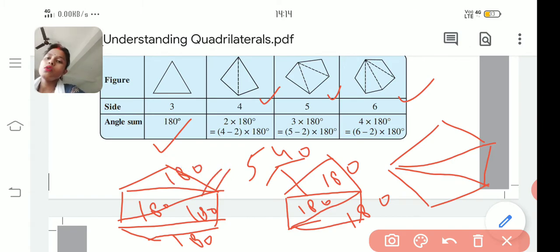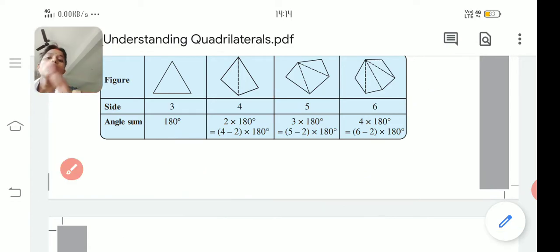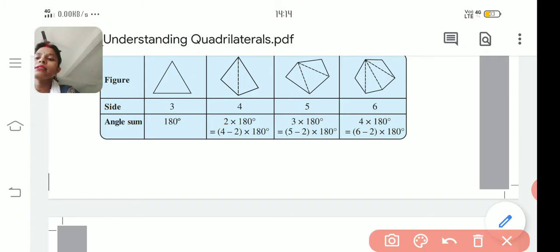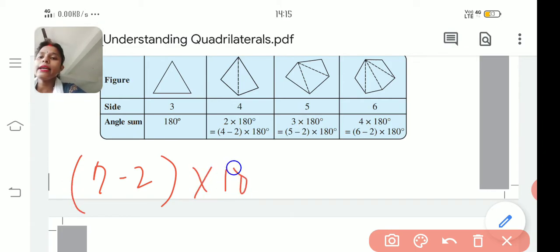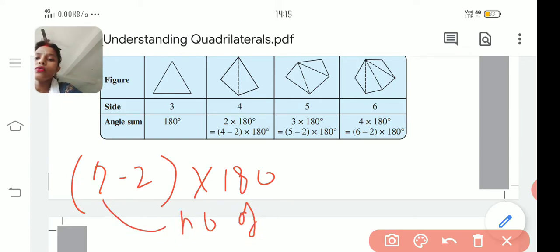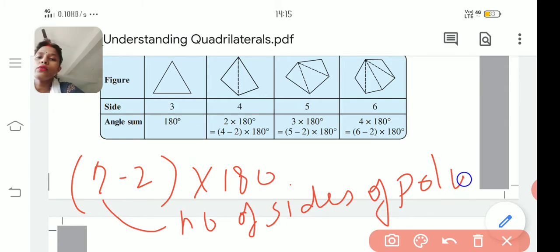So you have to find the sum of all the angles of the hexagon. There is another method, and by using that also we can find it. The other method is this: n minus 2 into 180, where n is equal to the number of sides of the polygon.